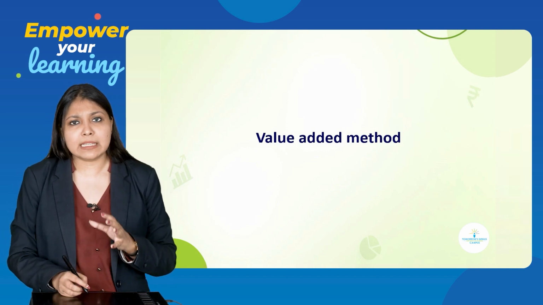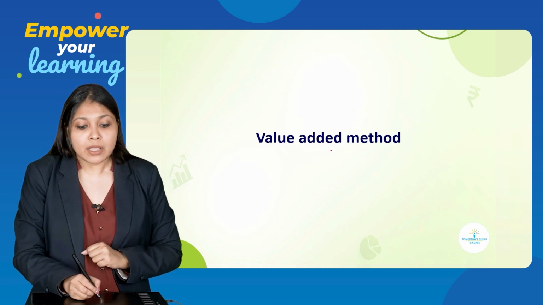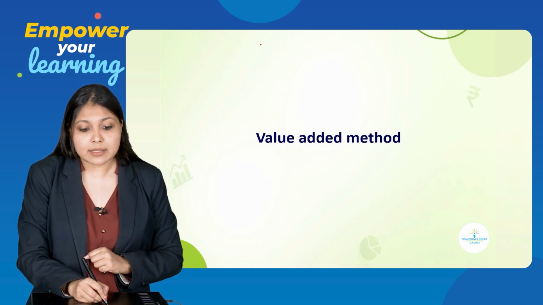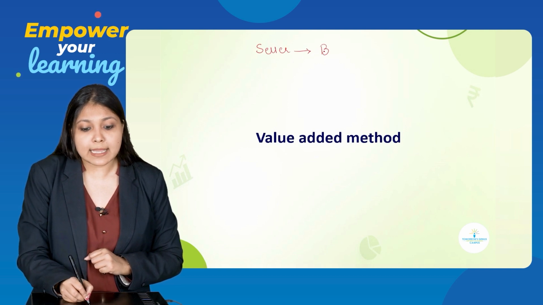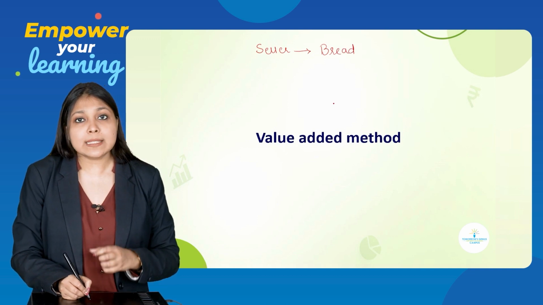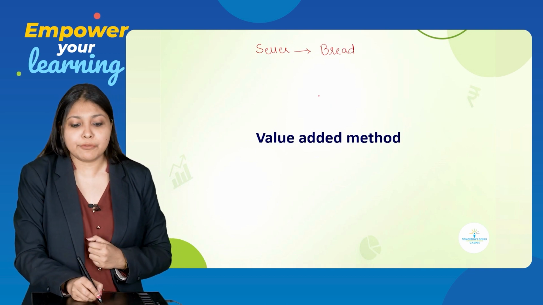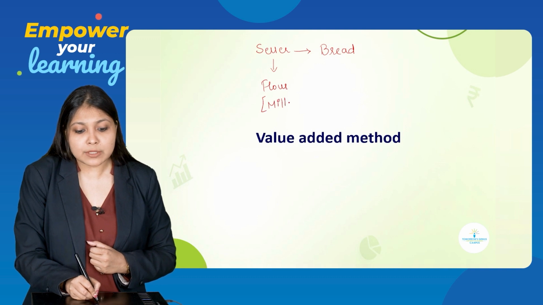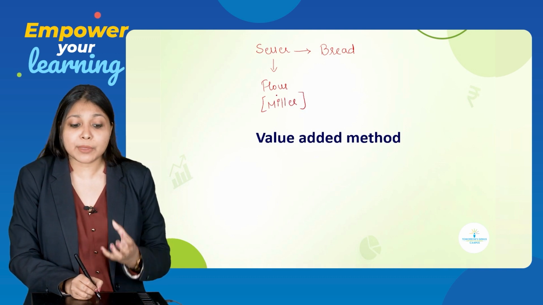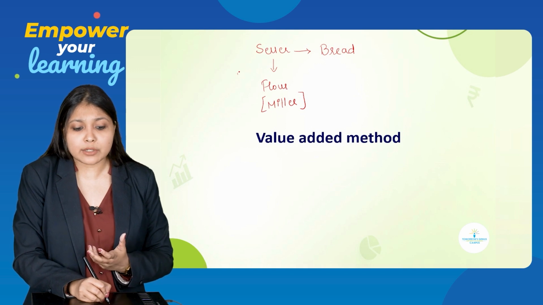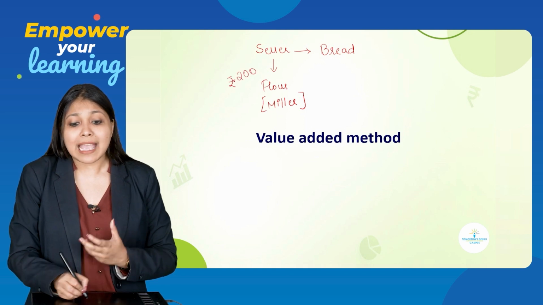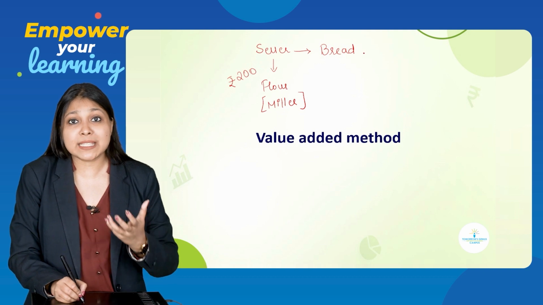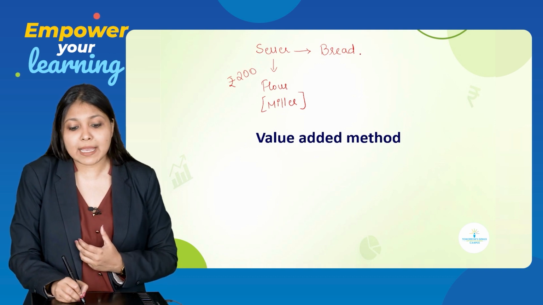For example, we will take a very simple and small example. Say suppose there is a seller. The seller wants to sell bread. To sell bread, the seller wants to buy flour. So, he will be buying flour from the miller. Say suppose the seller has bought the flour from the miller for 200 rupees, and the final value of bread which he will be selling in the market is 500 rupees.